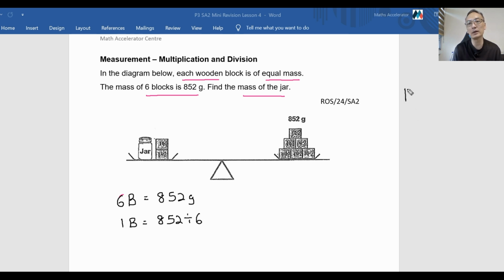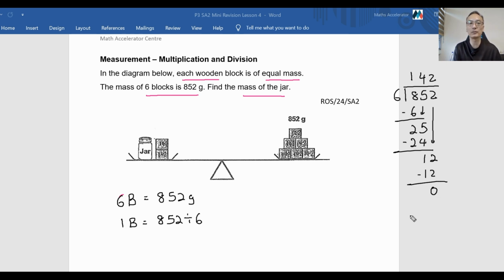So let's carry out our working at the side here. 852 divided by 6. 1 times 6, 6. 8 minus 6 is 2. Bring down 5. 4 times 6 is 24. Minus, we left 1. Bring down the last 2 over here. And we know that 2 times 6 is 12. Once we do the subtraction, we get 0. Okay, so we know that each block is 142 grams.